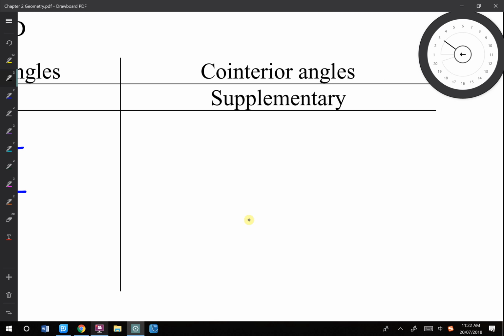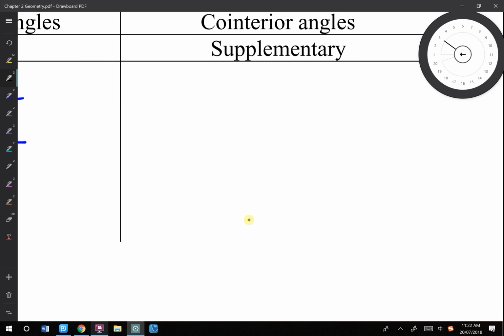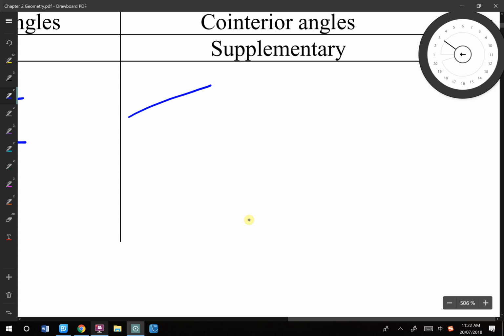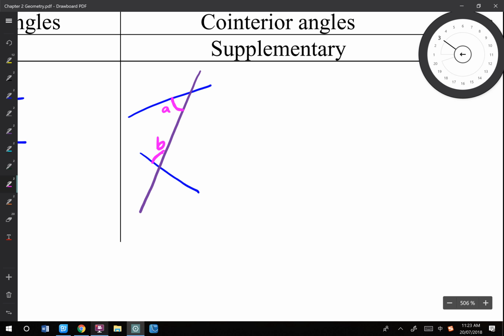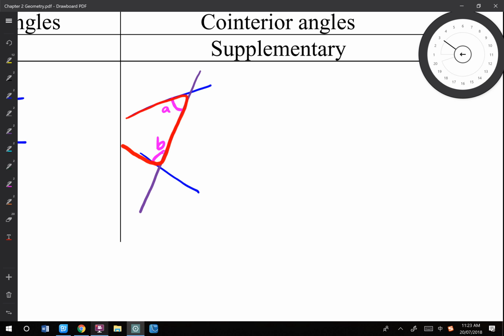Co-interior angles are supplementary if the two lines are parallel. So I will draw two lines. They are not parallel, but in this position and this position, A and B are co-interior angles. I say this with a C shape. In the C shape, we have angle A and B. They are co-interior angles.